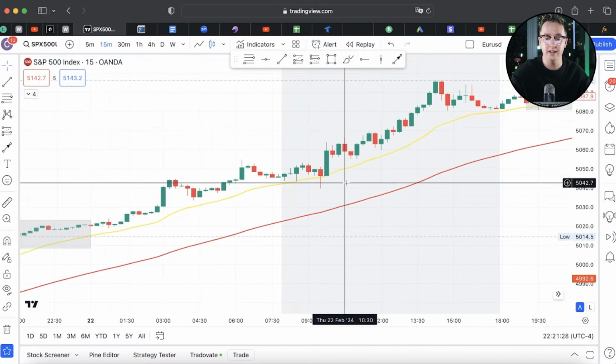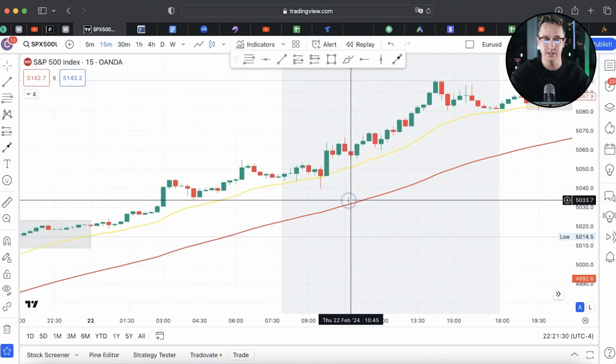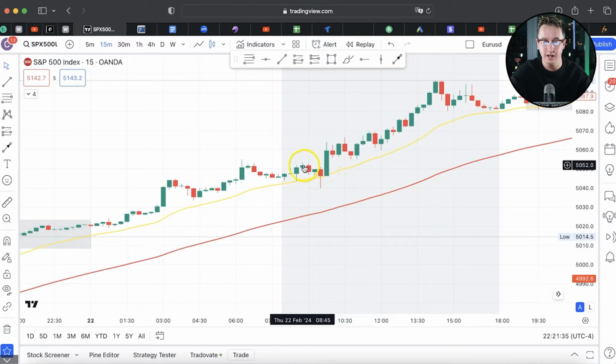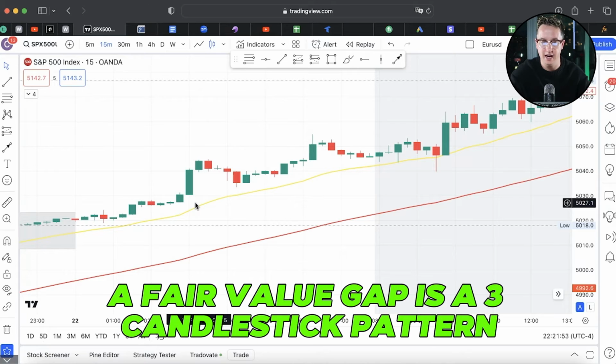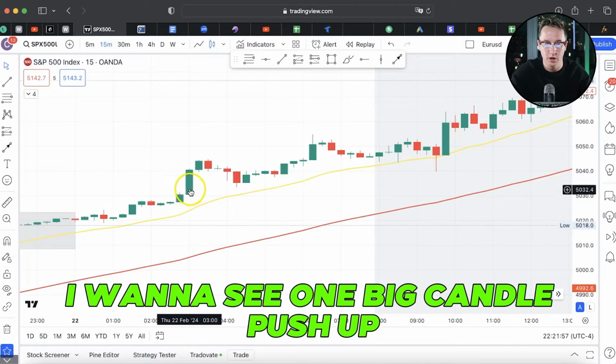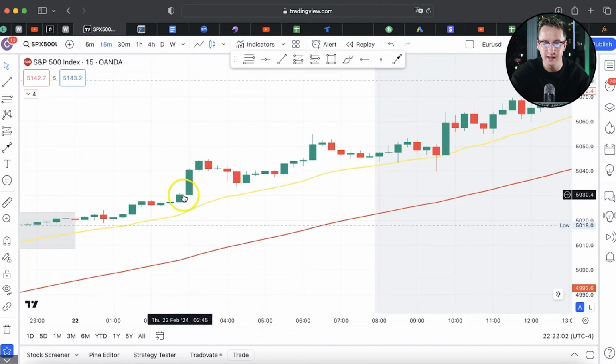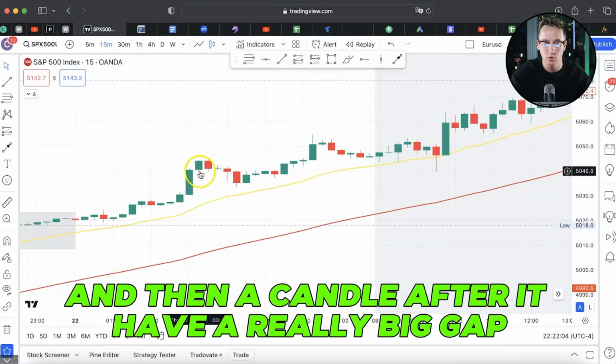So realistically, when I'm trading, I've been using fair value gaps a lot, and they have been very helpful. The way that I look for my fair value gaps is ideally I'm looking for price to have these digs. I want price to dig deep, and then I want to look to the left. So basically a fair value gap is a 3 candlestick pattern. I want to see one big candle push up, and then a candle before it and a candle after it with a really big gap.